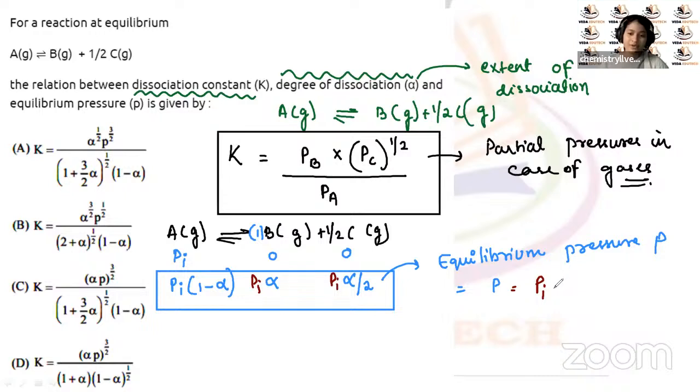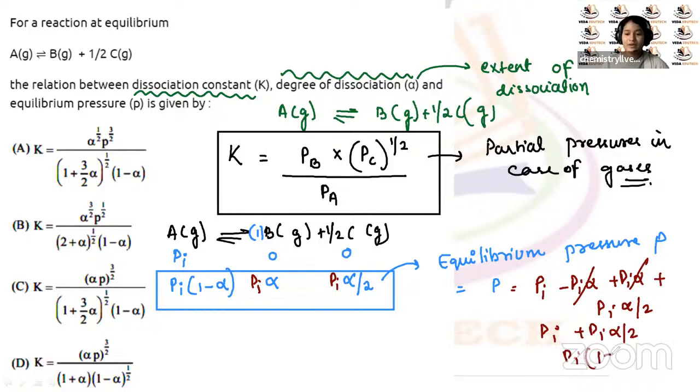Yeah, so you are going to get π minus π into α plus π α plus π α by 2. So this is going to cancel and you are going to get π plus π α by 2. So π common, 1 plus α by 2. Okay, this is what you are going to get.